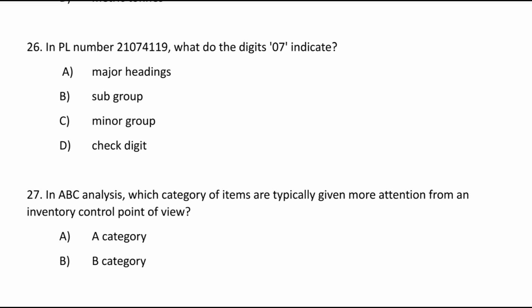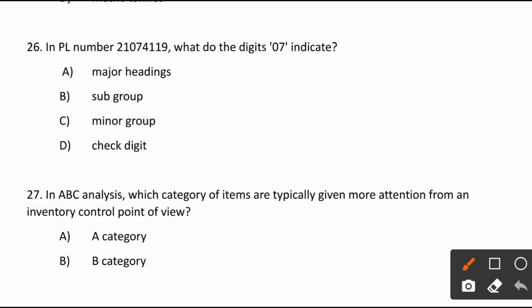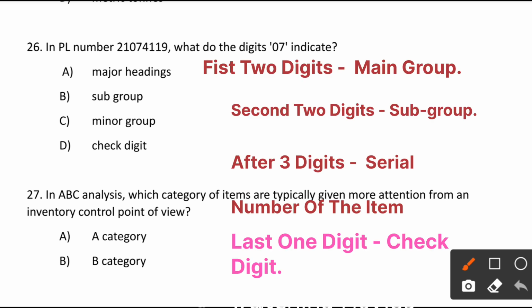26. NPL number 21,074,119. What do the digits 07 indicate? A. Major headings. B. Subgroup. C. Minor group. D. Check digit. All the railway materials have been classified in 76 ME groups. The first two digits represent the ME group of stores to which the item belongs. In the present example, ME group is 21, which is for steel items. The second two digits represent the subgroup. Each group has been further divided into subgroups. Here 07 is the subgroup.